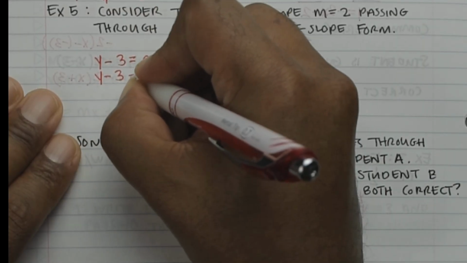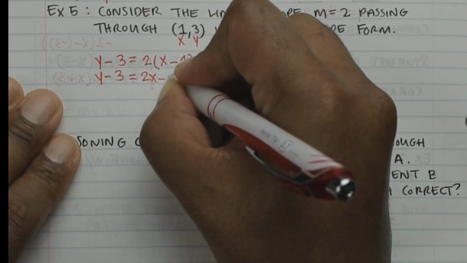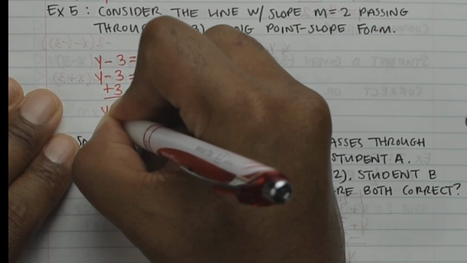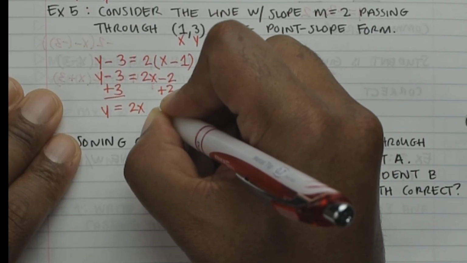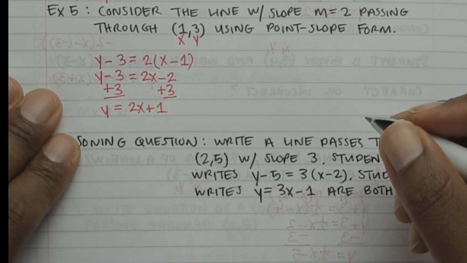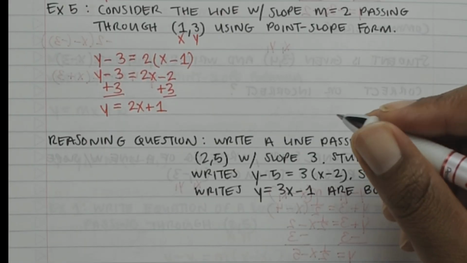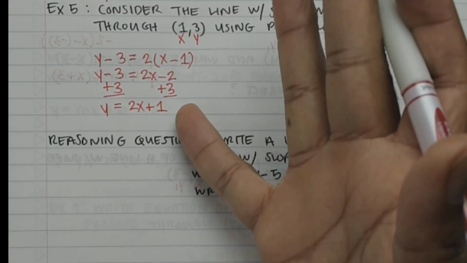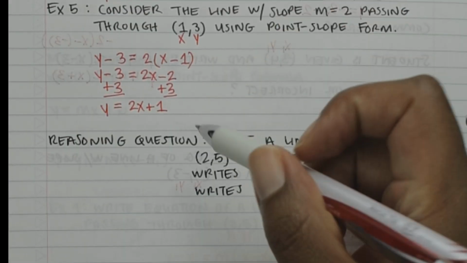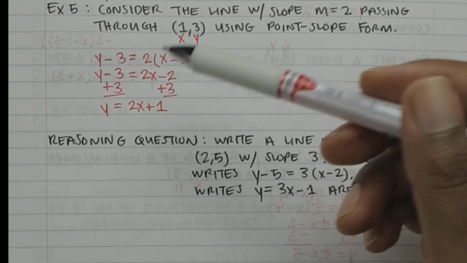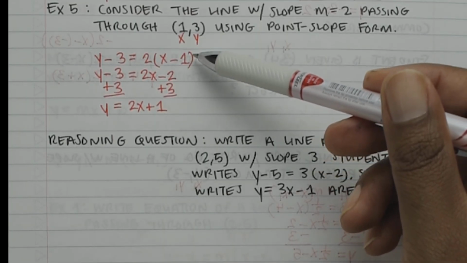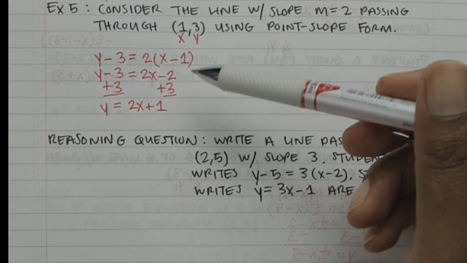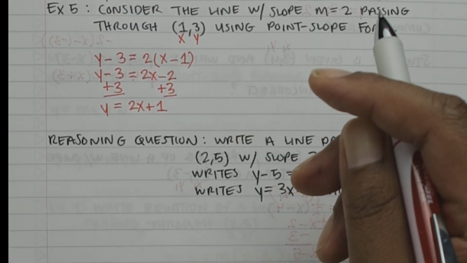Using the distributive property, we have 2x minus 2, adding 3 to both sides. We have y equals 2x plus 1. So again, using point-slope form, we can write it as such, and we can leave it like this. We don't necessarily have to go any further. But I chose to show you both in the event that you come across a problem like this.